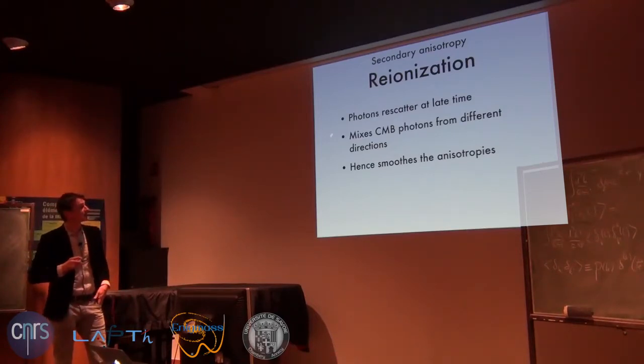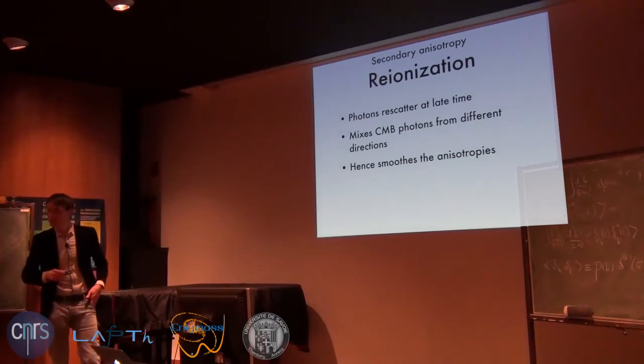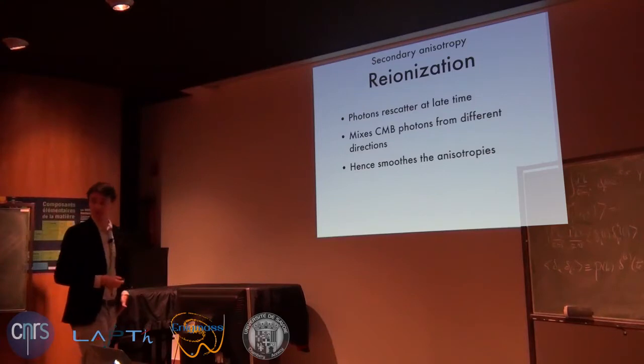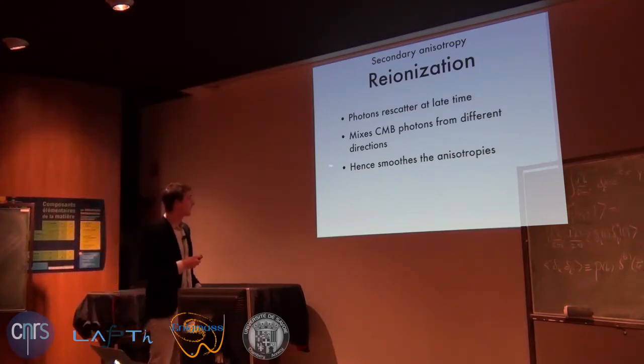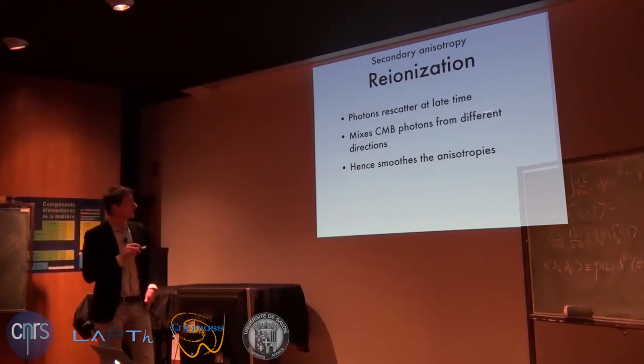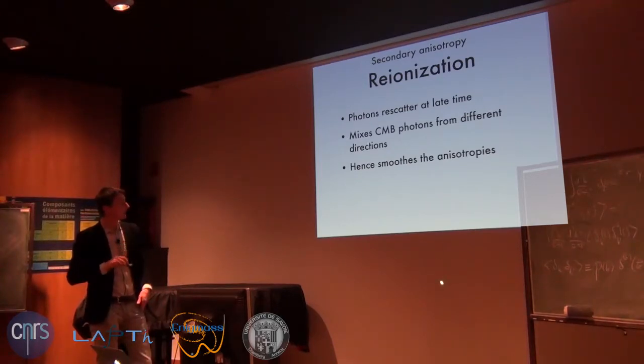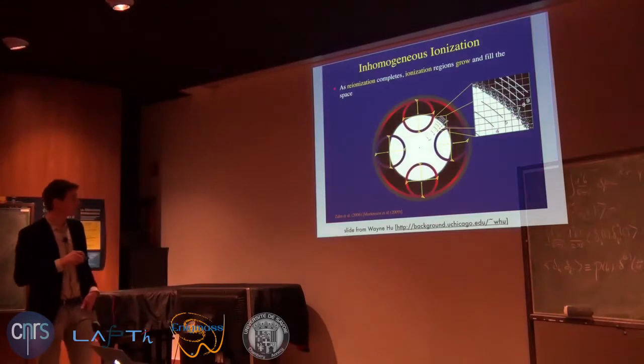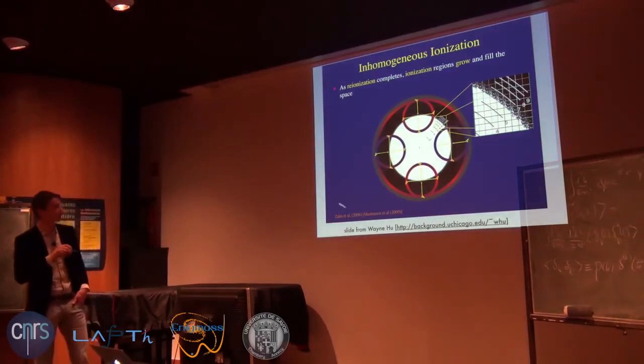When the universe is ionized again, it's full of charge. So photons, as you know better than me, will then experience some effects from this charge that is there in the universe. Photons will be rescattered by the reionized universe, and that means that CMB photons are redirected in new directions. So the CMB photons from different directions are mixed. This causes a smoothing of the anisotropy, and there's a very nice illustration by Wayne Hu. I took this slide from one of his presentations.